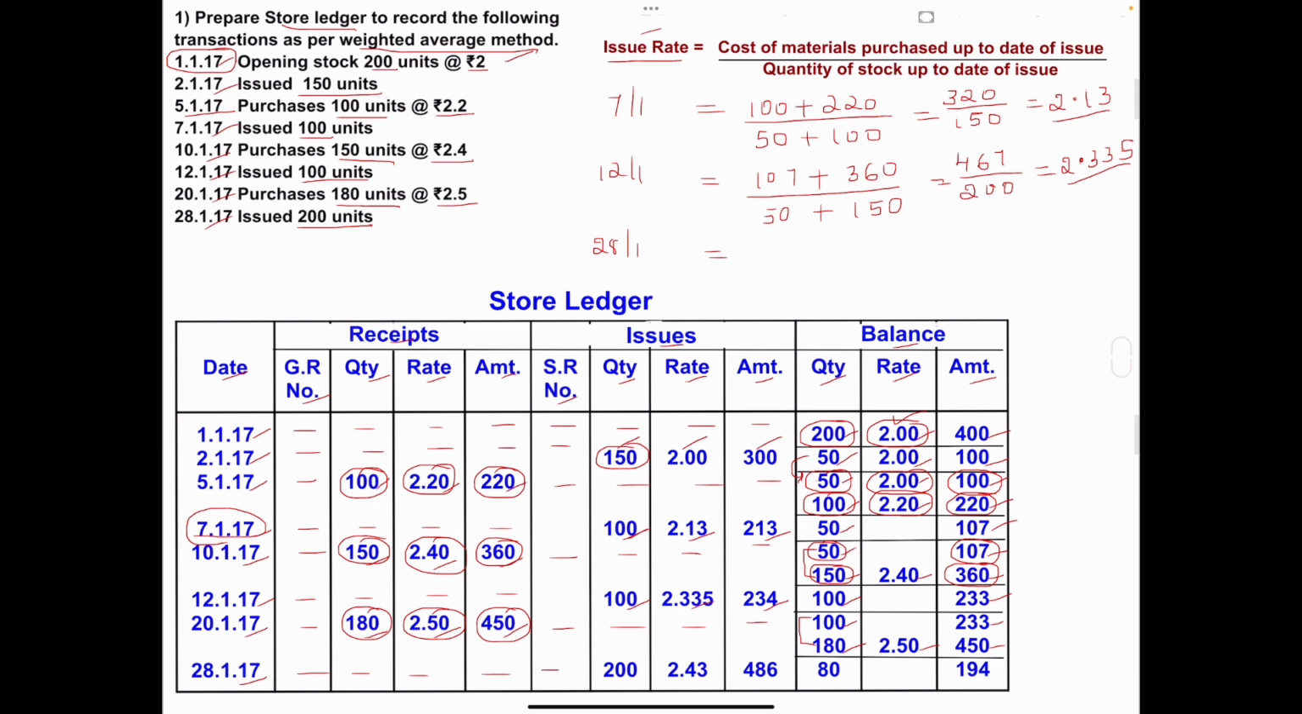Cost of material is, write this 233 plus 450 divided by quantity of stock, that is 100 plus 180. 233 plus 450, total is 683, and here 280. 683 divided by 280, amount is, issue rate is 2.43.